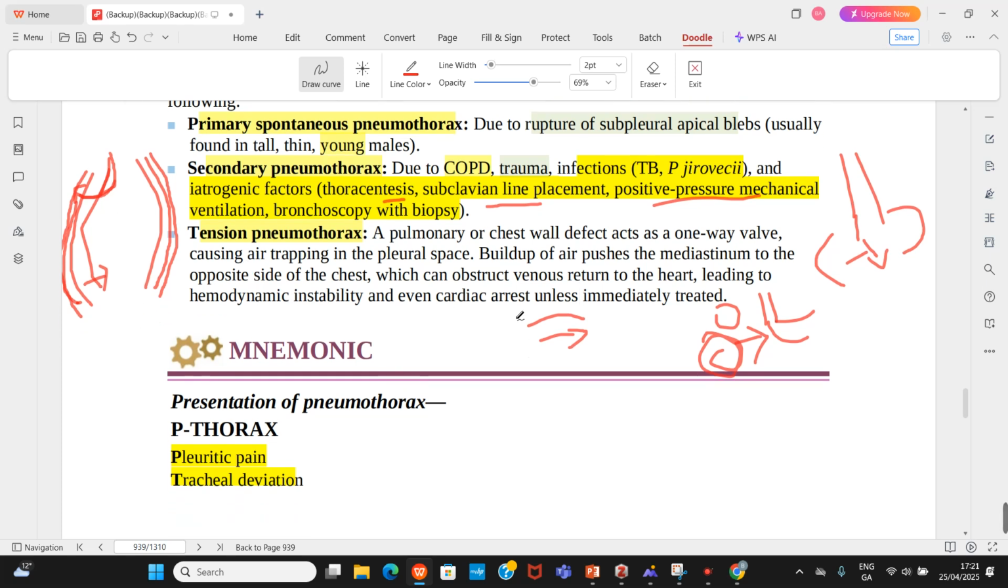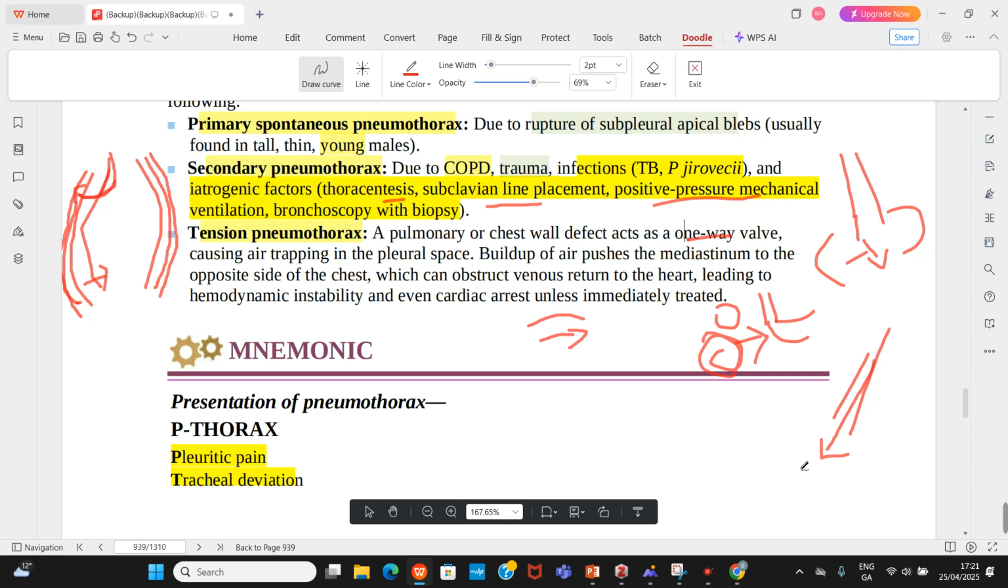So it usually occurs when you have a one-way valve. So you just have something that is allowing air to move into the pleural space in a one-way direction, just like this. The air cannot leave. So if it's a one-way valve, it's going to lead to tension pneumothorax at the end of the day. It will just continuously be moving into the pleural space without leaving.